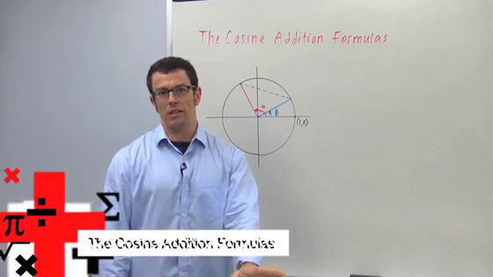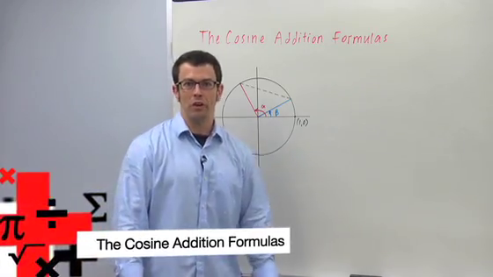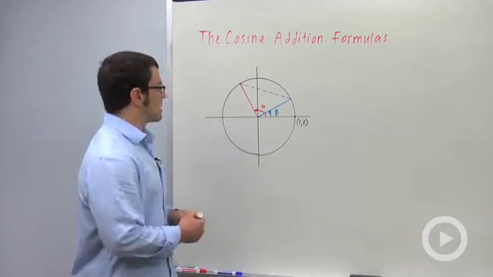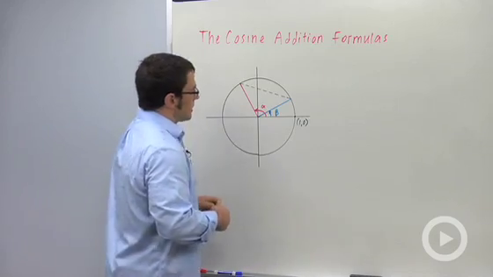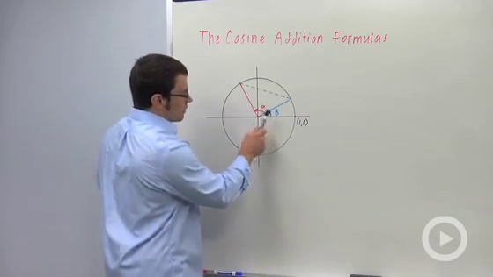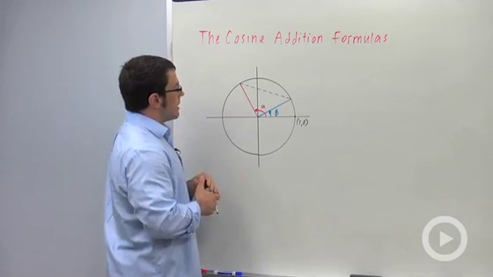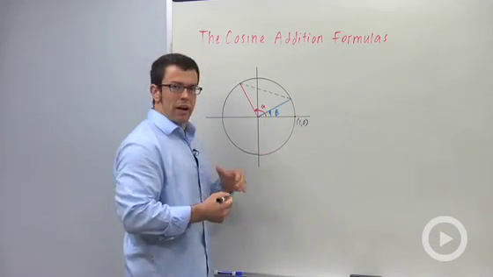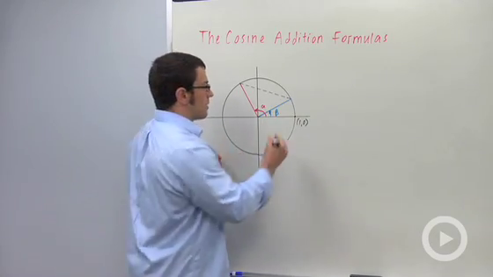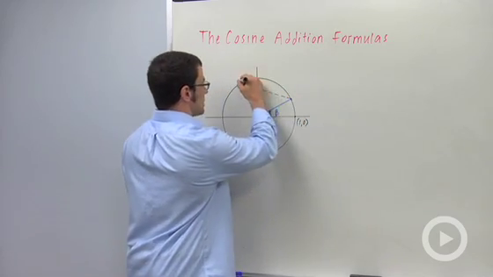We're talking about the cosine addition formulas, and I want to prove the first one, the cosine of a difference. Let's take a look at the unit circle. I have two angles drawn here, angle alpha and angle beta. And you remember that in order to find the sine or cosine of either of these angles, I would need the coordinates of these points.